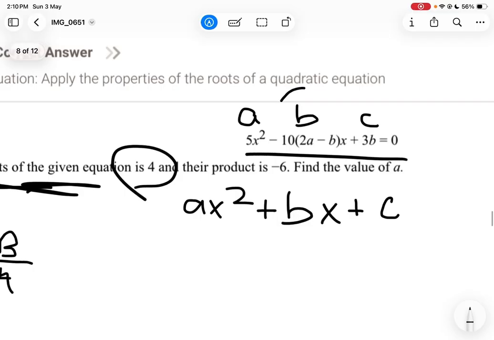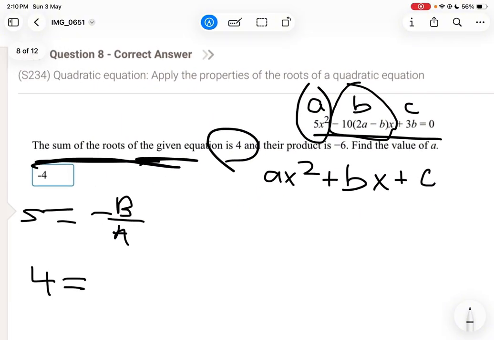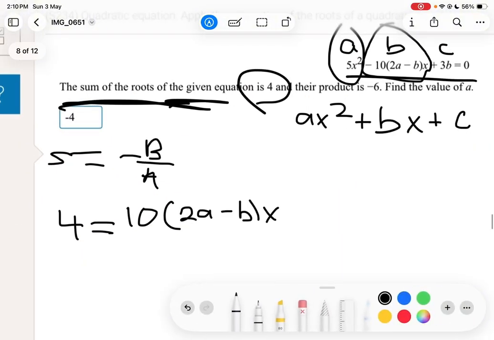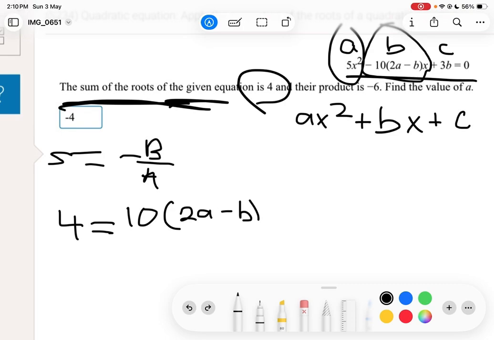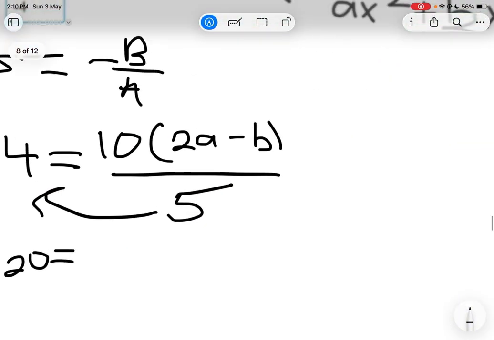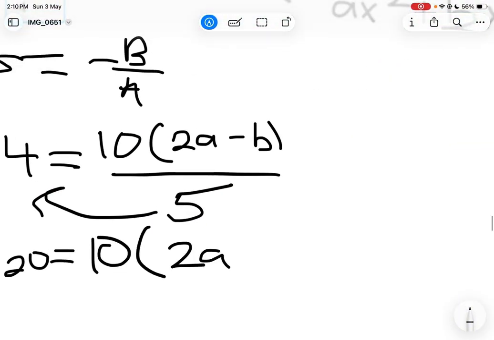So it will be 4 is equal to minus B over A. Minus B over A. So this is B. Always take the sign. And this is A. So minus B over A, which will become minus B minus again. So it becomes positive. So 10 times 2A minus BX. Don't take the x because the x just takes itself. The x is with the equation over 5. You only take 5, okay? So you times there. So it will be 20 is equal to 10 times 2A minus B.